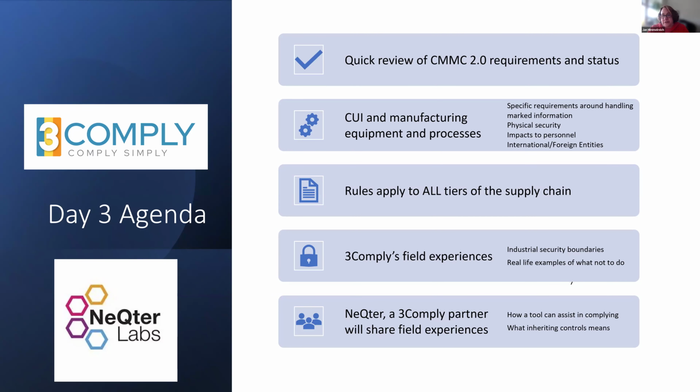A reiteration that these rules will apply to all tiers of the supply chain. So it doesn't matter if you're a real little micro business or you are a huge, big defense contractor like Northrop Grumman. It applies. And all the tiers, there's 1, 2, 3. We'll briefly talk about those again today, just to make sure everybody's clear.